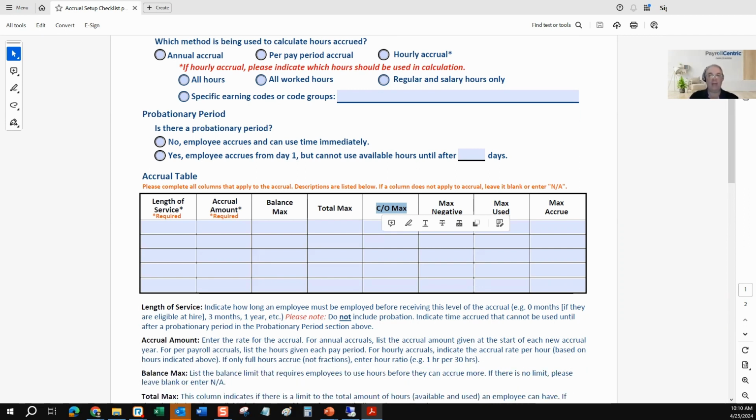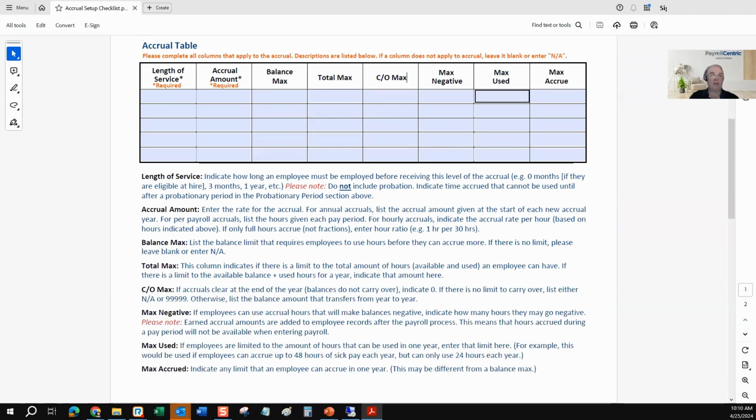And then we have other maxes: max negative, max use, max accrue, and they're all described down here, right? So total max, this column indicates if there's a limit to the total amount of hours available and used an employee can have. And that one can get tricky because that can eliminate their accrual based on if their usage has not been cleared out. It can get a little tricky. So that's a little bit more complicated. That's going to be more advanced. If you happen to have that kind of advanced accrual, you can talk to us one-on-one.